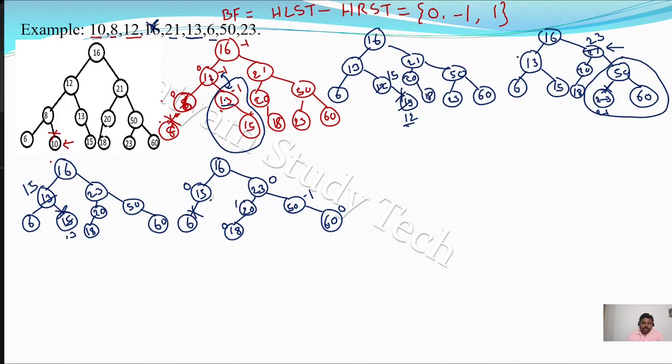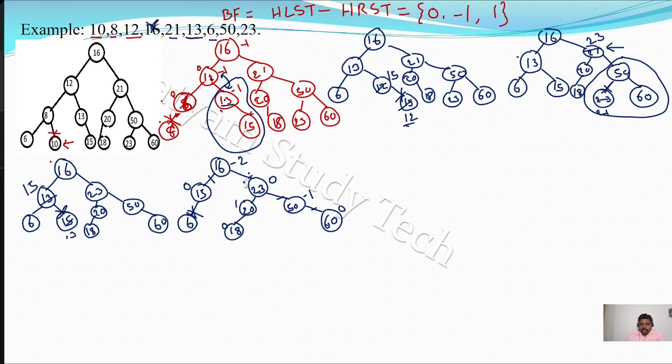16. Here it is already deleted, right? So left subtree height is 1. Okay, one level is there, only one level. Here it is 1, 1, 2, 3. Okay, so 1 minus 3, that is -2. Okay, it is not balanced, right? It is not balanced. So what is the problem here?